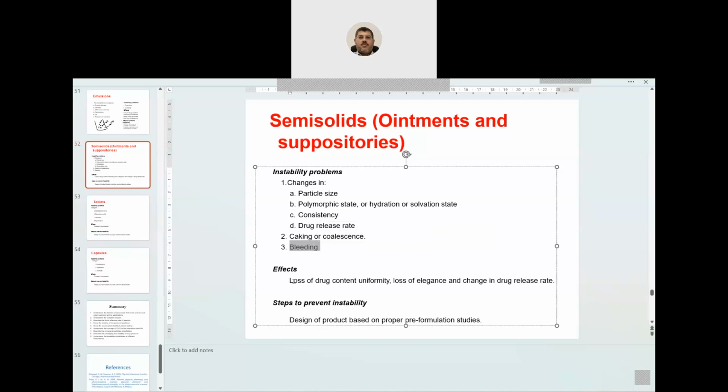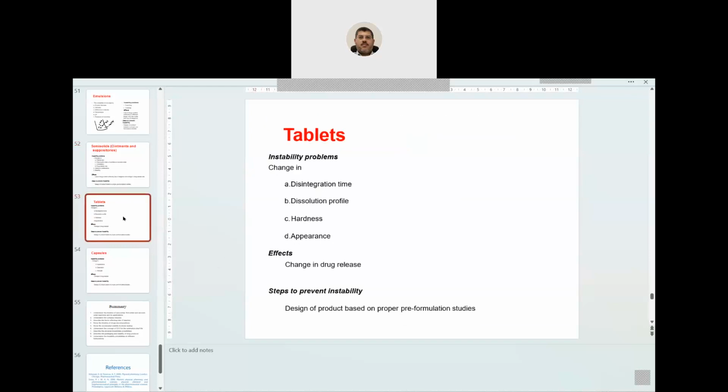Okay, so this will result in a change in performance, change in content uniformity, and change in the elegance and the appearance as well. When we talk about performance, we mean drug release rate. How to prevent this? Again, you have to study the stability of the product. You do a pre-formulation study. You collect the appropriate, important information about your drug product and its characteristics, physical and chemical. And then you do formulation development. Usually in development, you test several formulations and you study their stability and their performance, and then you choose the most stable and best performing one.